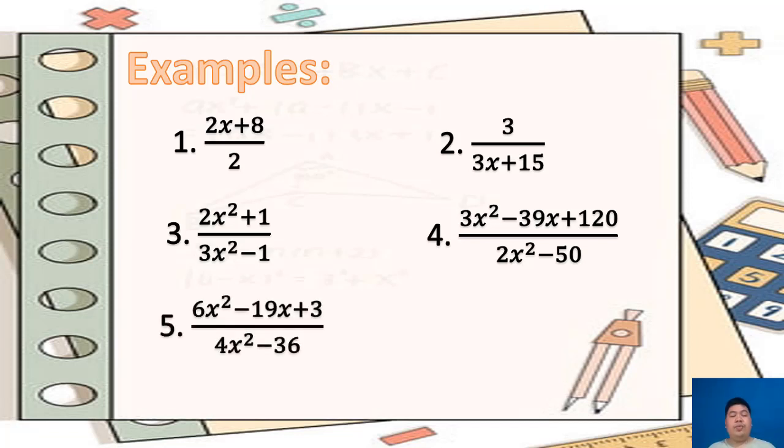Then number 5, we have 6x squared minus 19x plus 3 all over 4x squared minus 36. Then for the last one, we have 12x squared minus 20x plus 8 all over 2x squared minus 8. Those are the examples of rational algebraic expressions.